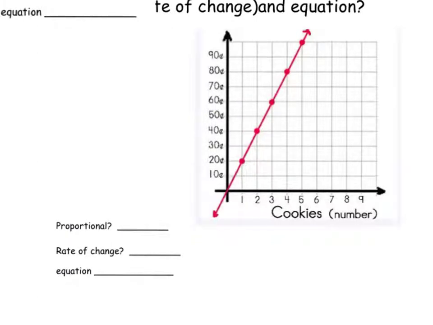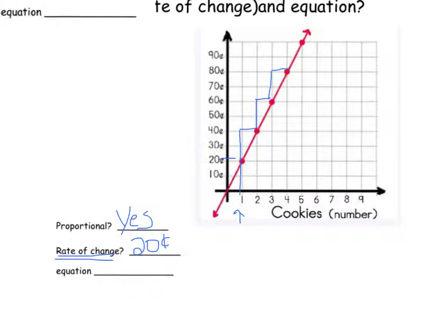And last example, is this proportional? Well, it does form a straight line that goes through the origin, so it has that 0, 0 relationship, or the y-intercept is 0. So yes, it is proportional. Rate of change. This rate of change is actually quite easy because we can see what is the cost at one cookie. So right here, it's 20 cents. Or we could see that for every cookie we add, we go up another 20 cents. So the rate of change is 20 cents.